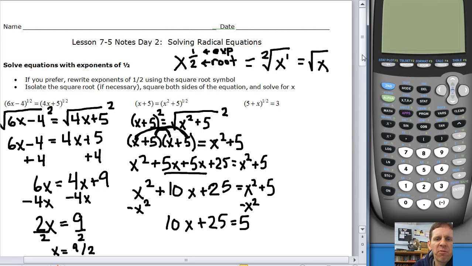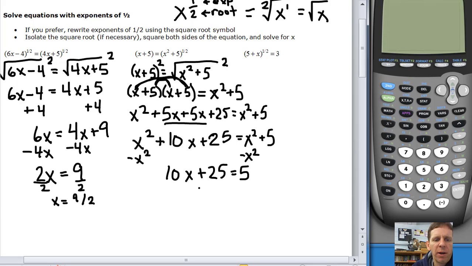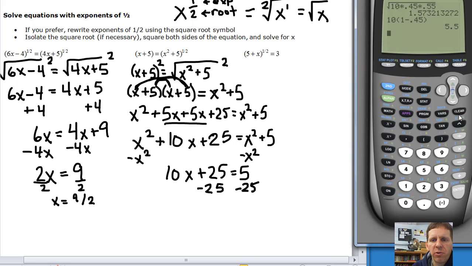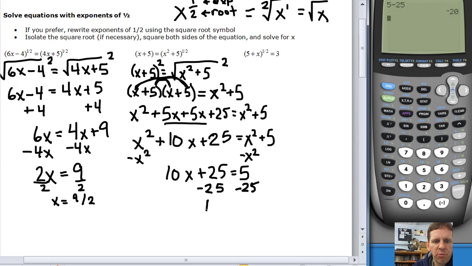We're going to get x by itself by subtracting 25 from both sides. And if it gets to be some problem that you're kind of struggling with, you can always get out your calculator and crunch out 5 minus 25 if you need to. That should be negative 20. So on the left side of the equation, we have 10x. On the right side of the equation, we have negative 20.